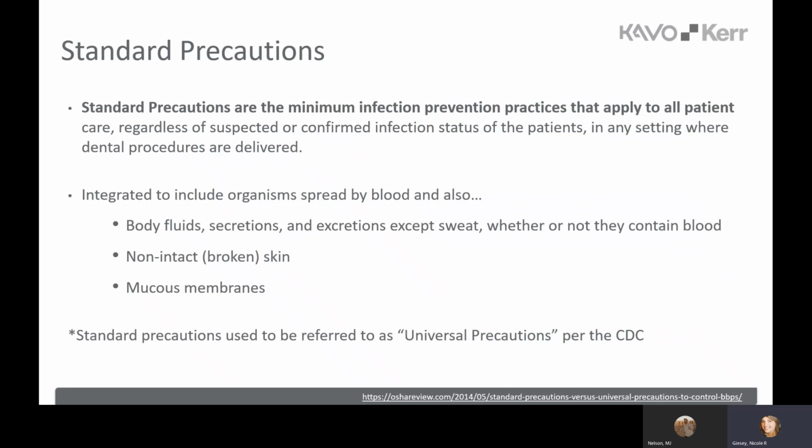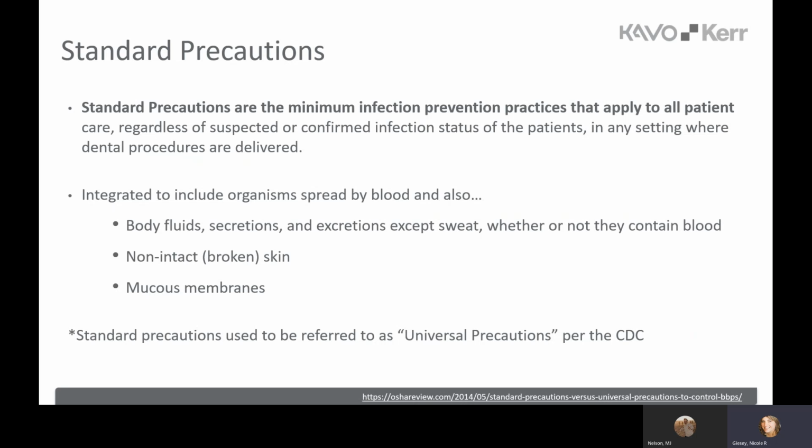To do this, we need to make sure that we're practicing standard precautions. Standard precautions are the minimum infection prevention practices that apply to all patients, regardless of suspected or confirmed infection status of the patient, in any setting where dental procedures are delivered. We used to call this universal precautions back in the day, and the verbiage has changed to standard precautions.